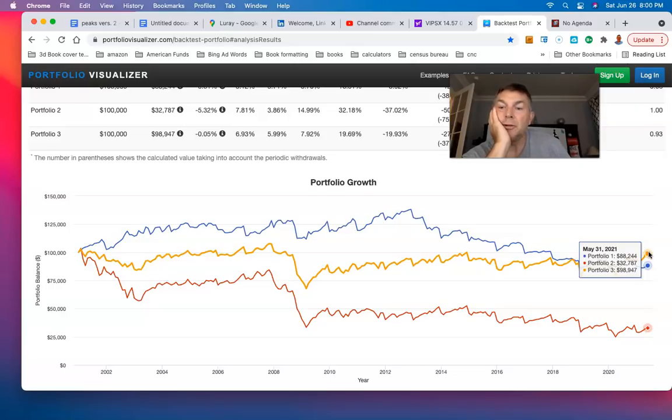Portfolio 3 is at 98,000. Excuse me, 98,000. Right back where you were. The inflation projected one is at 88,000. Look at that. S&P 500. So look, the 50-50 portfolio rebalances at 98,000. S&P 500 is at 32, and inflation adjusted is at 88.